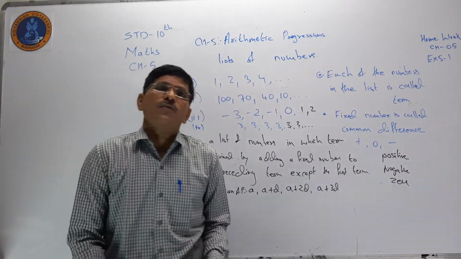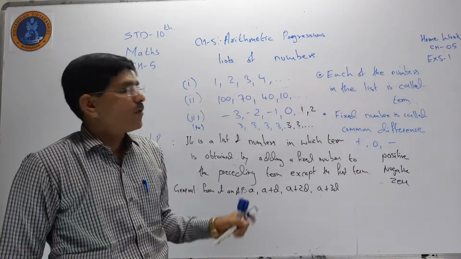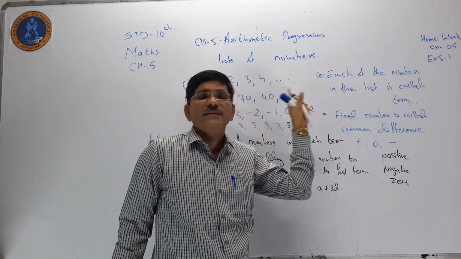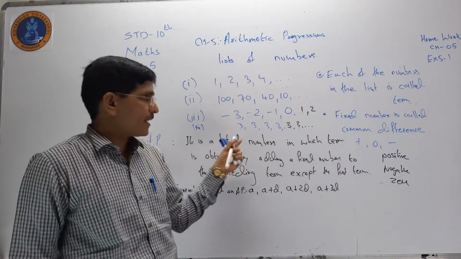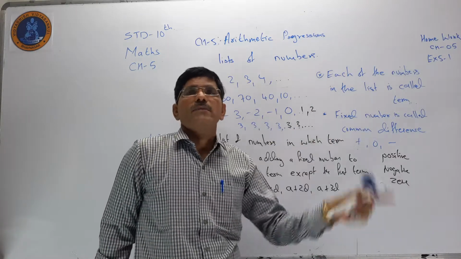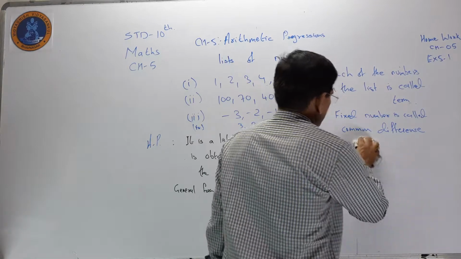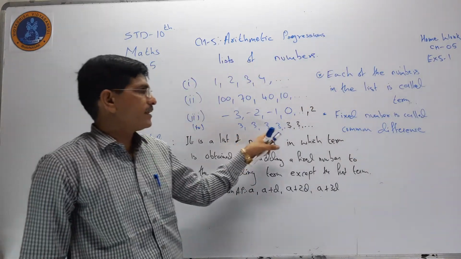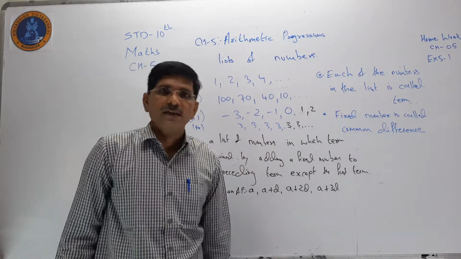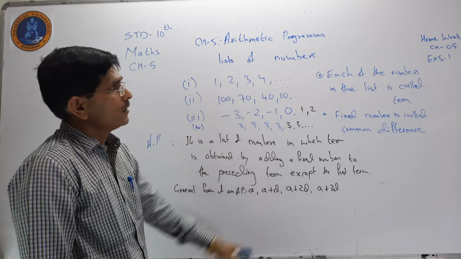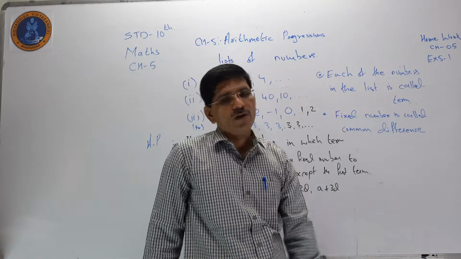So all types of common difference are possible, maybe positive, maybe negative. When it is positive, the series is increasing. When it is negative, the series is decreasing. The arithmetic progression is increasing or decreasing. And if you go to the last one, here 3, 3, 3, 3, 3, the difference is 0. Now the terms and the concept of common difference are already clear.